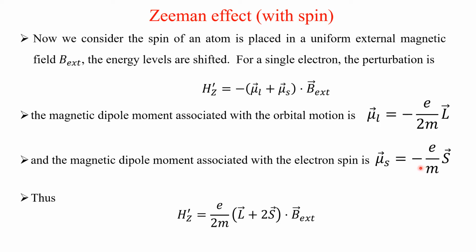Here you can see that 2 is missing. Here it is divided by 2, but here the 2 is missing. So when you write this perturbed Hamiltonian due to the Zeeman effect, naturally the minus minus will get cancelled, so this will become e divided by 2m. Since here there is only m, you are taking e by 2m as common, so naturally this will become L, and the second term will become 2S.